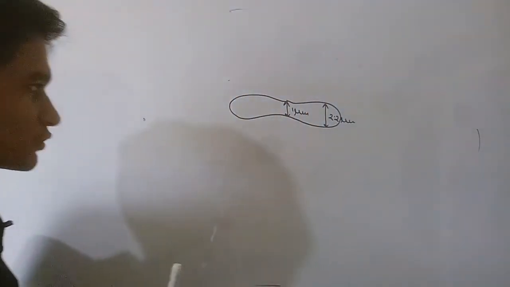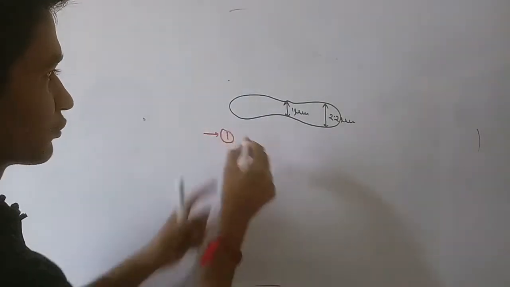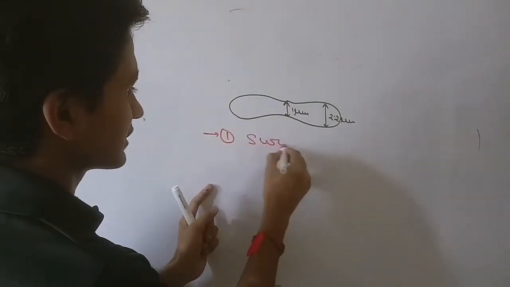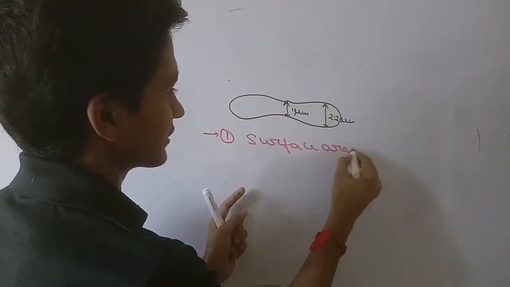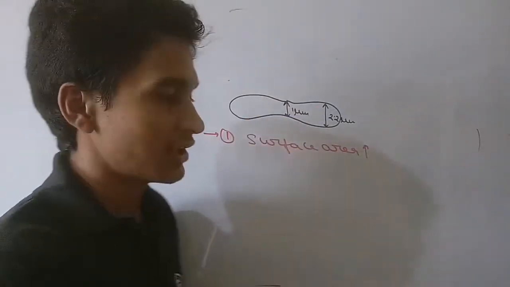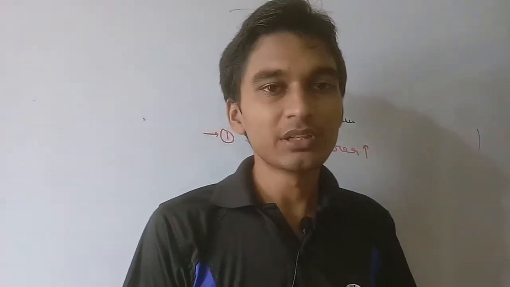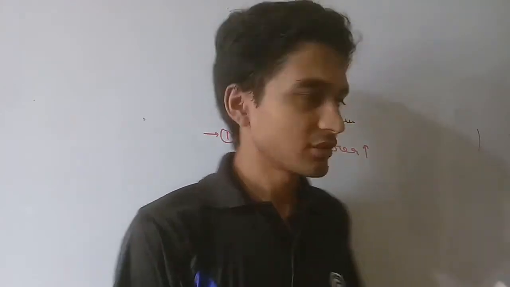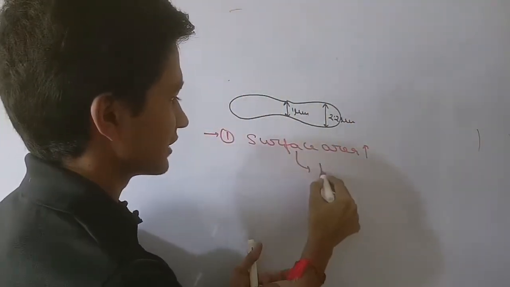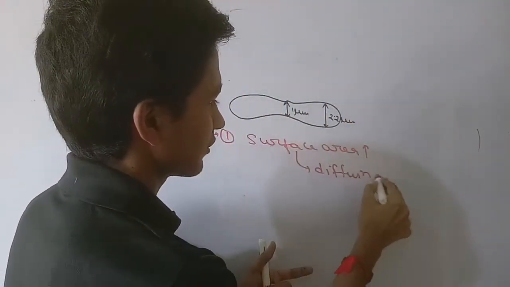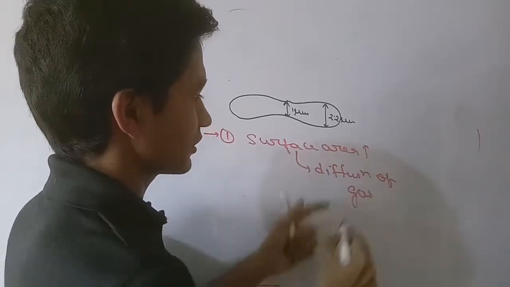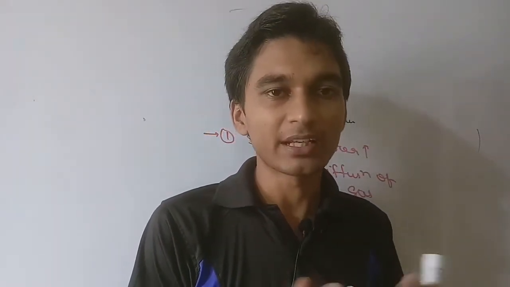So the first one is that due to the biconcave shape, the surface area is increased in RBC. Surface area is greater in RBC. If surface area is increasing, it will increase diffusion of gases. Because of the large surface area there is large diffusion of gas, so diffusion of gas becomes easy because surface area is more in RBC due to the biconcave shape.